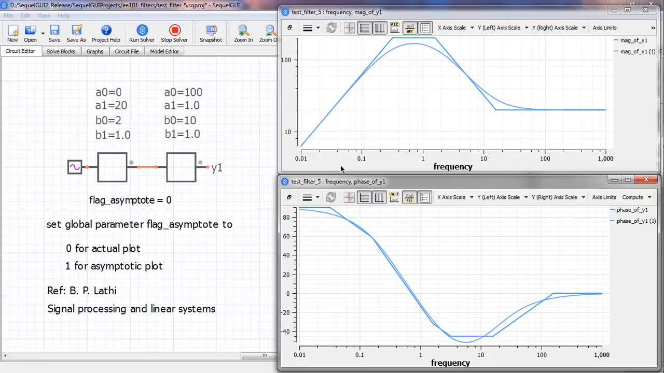This is the phase plot here. The Bode approximation is given by this curve here, which is a combination of several line segments, as we have seen. And the smoother curve, this one, is the exact phase curve.